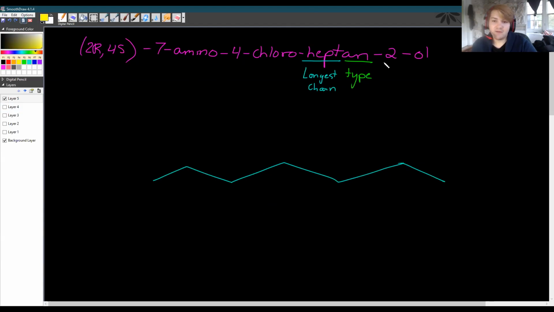Likewise, I have this 2-ol, and this is the highest priority group. And what does OL stand for? Well, this is telling me that there is an alcohol group, which is where we get that OL from. And where is it? It's on carbon 2. So what I can do is label 1, 2, 3, 4, 5, 6, 7. And on carbon 2, I have a good old OH group.